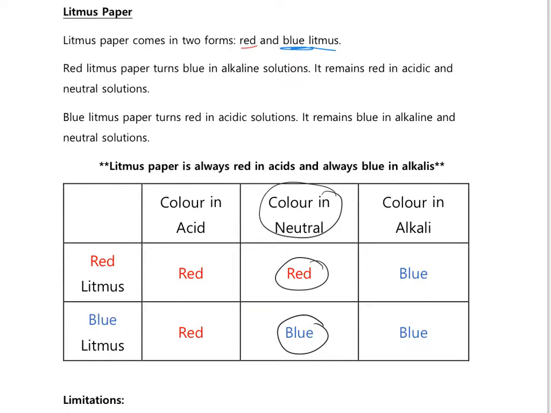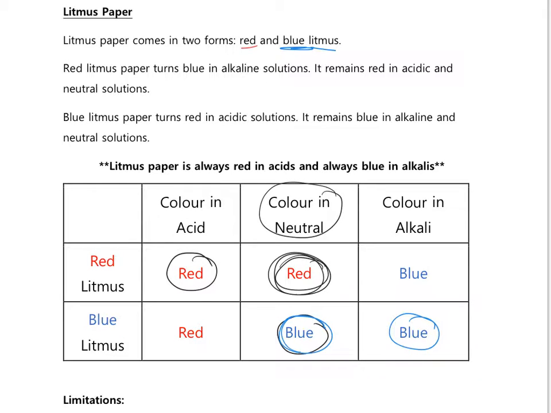So litmus paper does not change colour in neutral solutions, and that's one of its limitations. If I was just to use red litmus paper and the colour was red, I wouldn't actually know whether it was an acid or a neutral solution. Similarly with blue litmus paper, if I used blue litmus paper alone and it came back blue, I wouldn't know whether it's neutral or alkali. So I actually need to use a combination of both of these to tell whether it's acid, alkali or neutral.